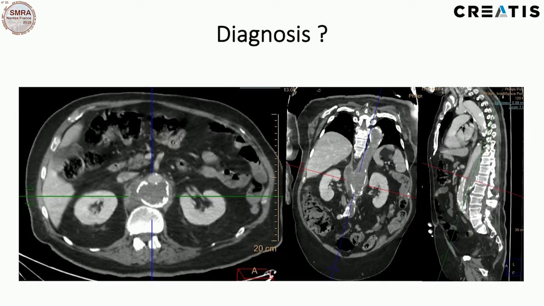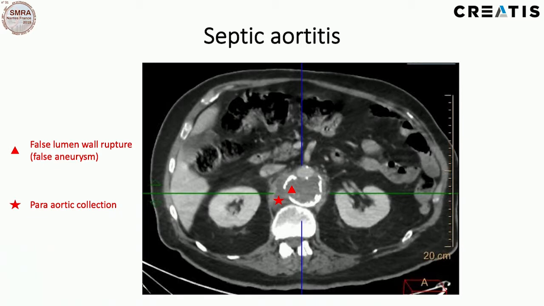And you can see a collection there, the star, para-aortic. There is a false lumen, a true lumen, and there is a rupture of the false lumen. You can see the calcification, and you see nothing between. And for us, this was a false aneurysm, maybe mycotic, but at the beginning, we had a bacteria. It was a urinary tract infection, and we had the positive hemocultures. So Staphylococcus aureus is the germ.